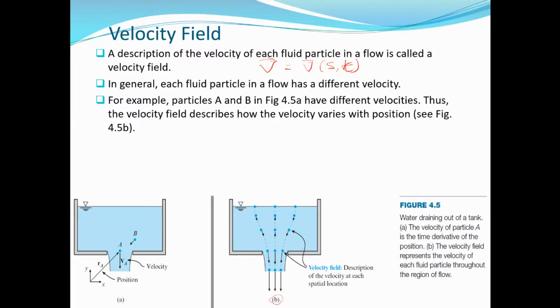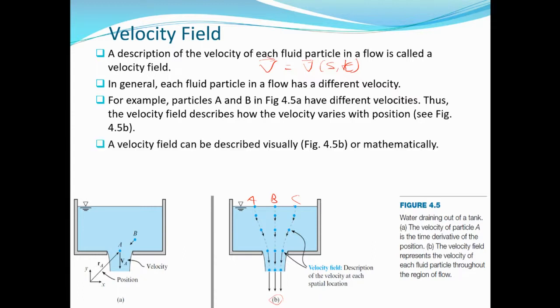Look at the streamline, the path taken by the particles. If you have three particles A, B, and C, A will take this path, B will go straight, and C will take this path. So the velocity field will describe the velocities of each of these three particles at any instant of time and at any location. So with water draining out of a tank, the velocity field represents the velocity of each fluid particle throughout the region of flow.